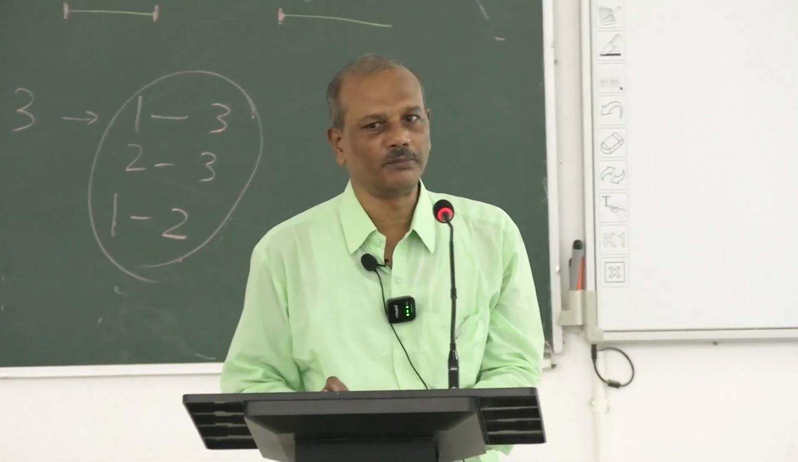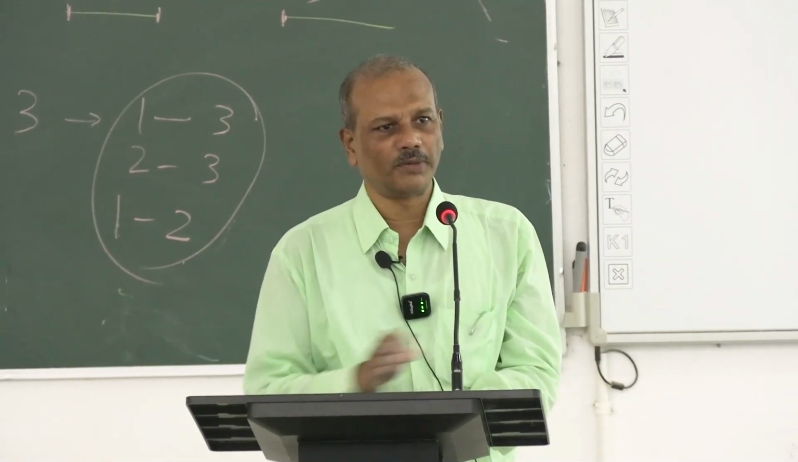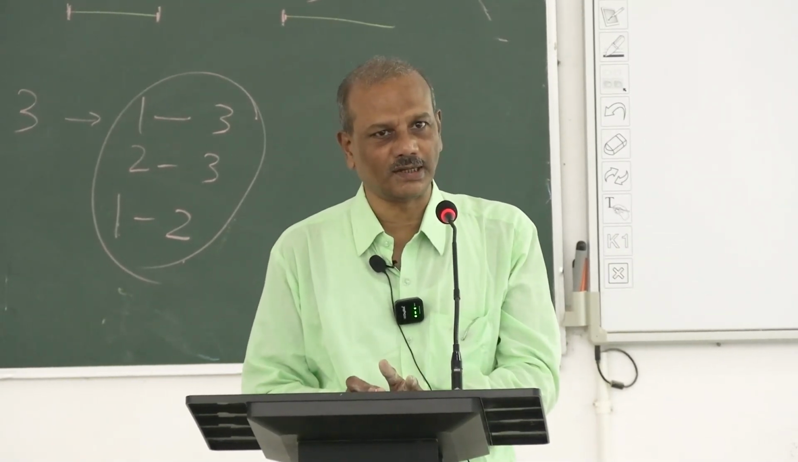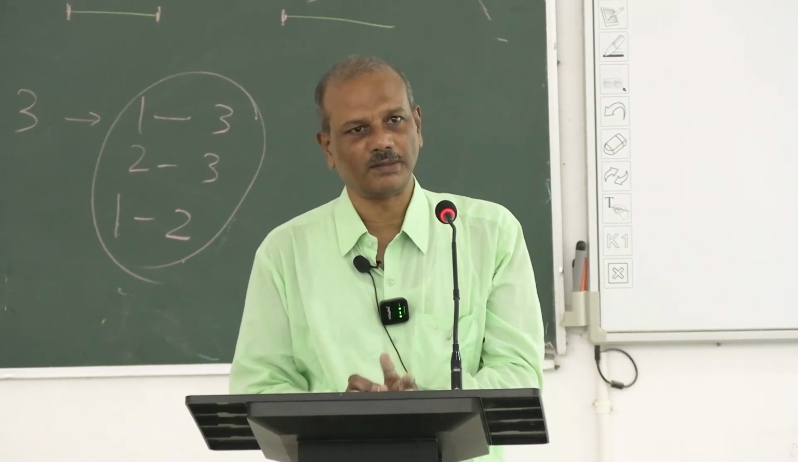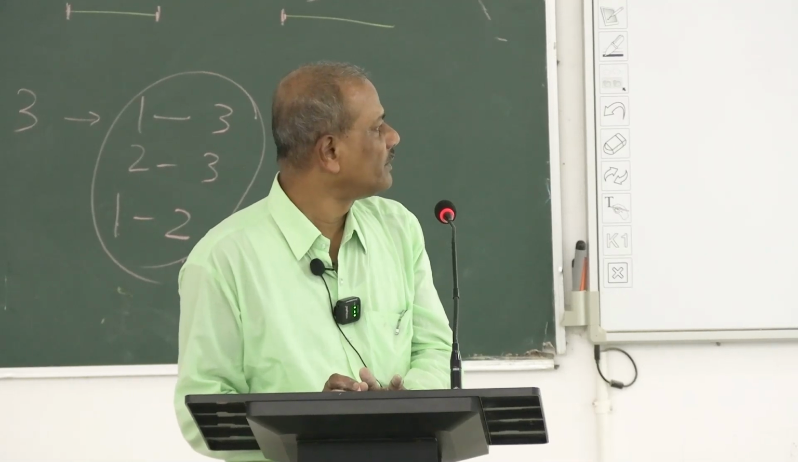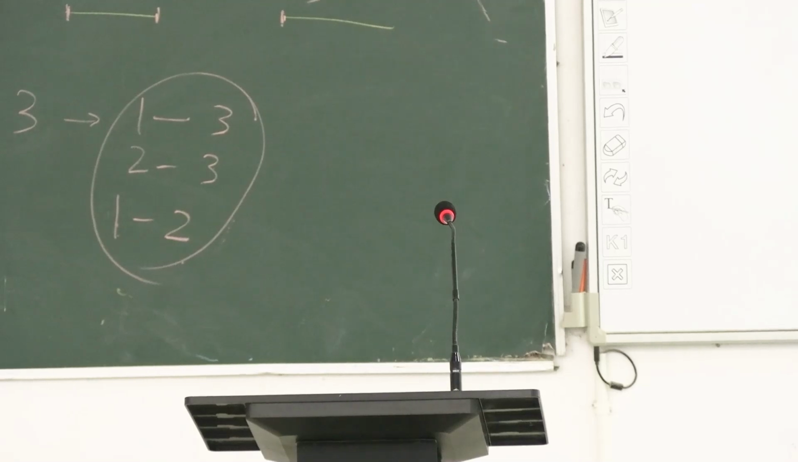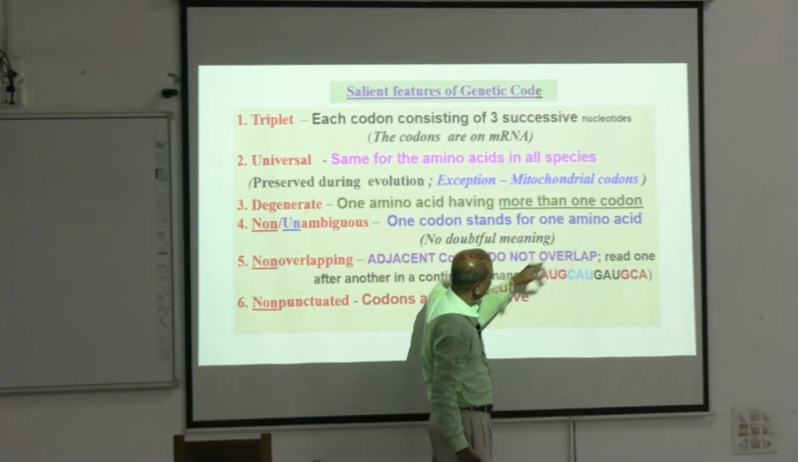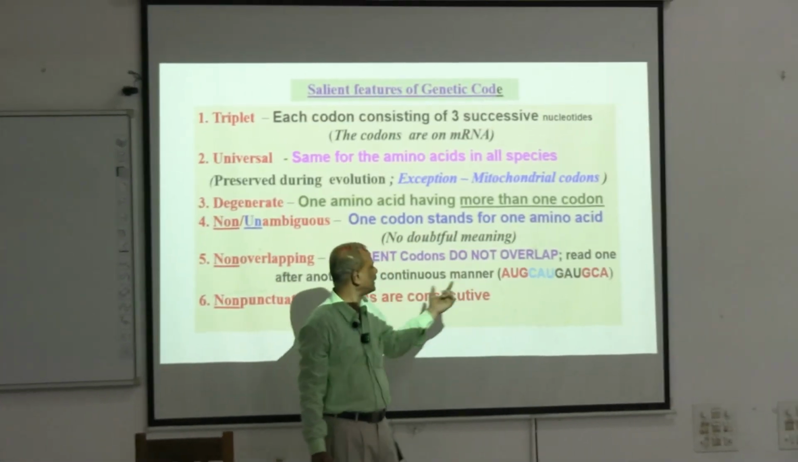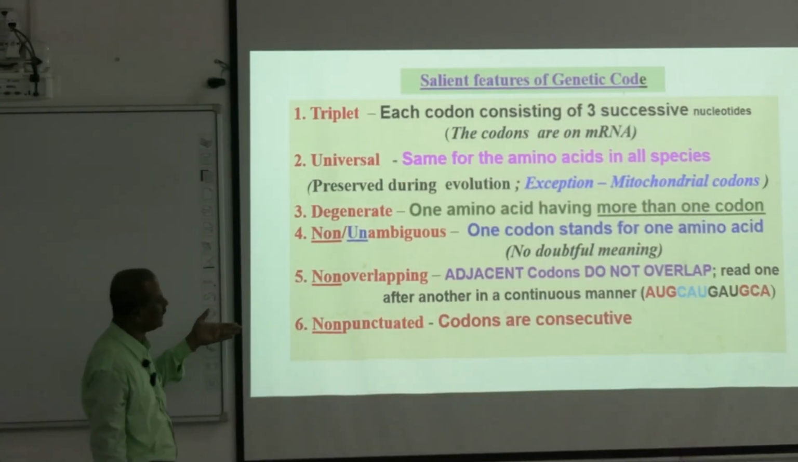And then non-overlapping means codons, when read from 5' end to 3' end, must not overlap. Once you read these 3 letters, you cannot read that same letter again. So there cannot be overlapping. That means adjacent codons do not overlap. As I told you, that must be read here. You cannot read this part, and then this part. No. This has to be 3 letters from one end. And this is what is called non-overlapping. That means this reading has to be in a continuous manner.